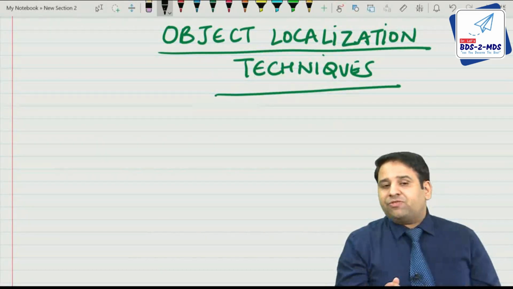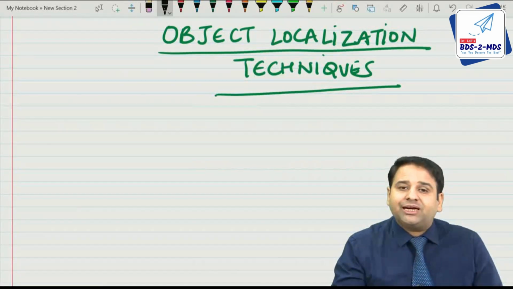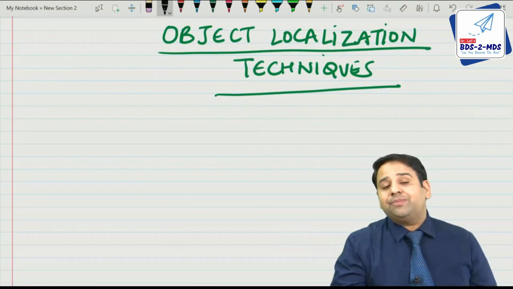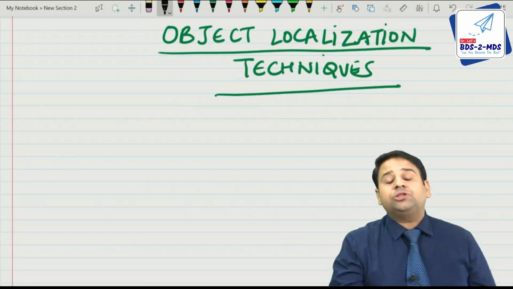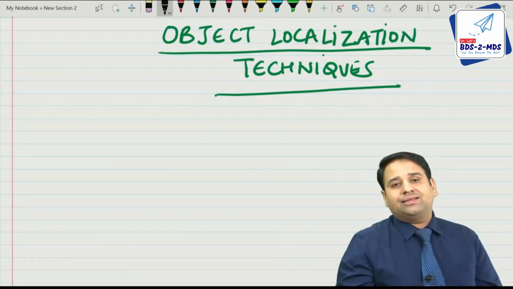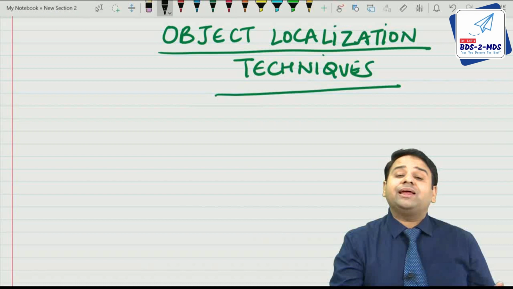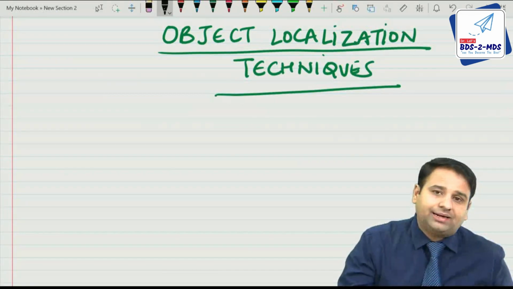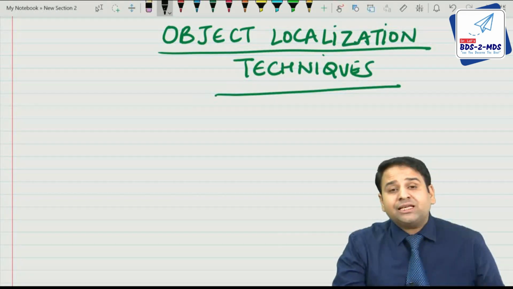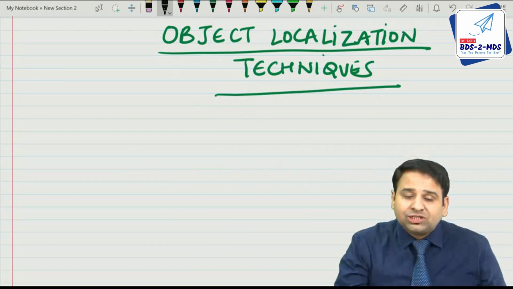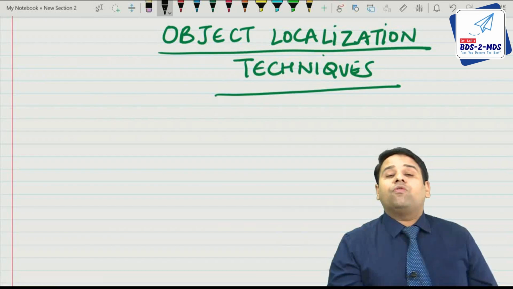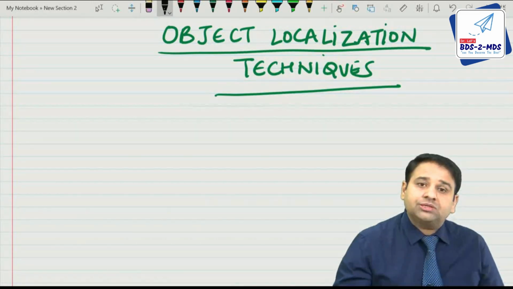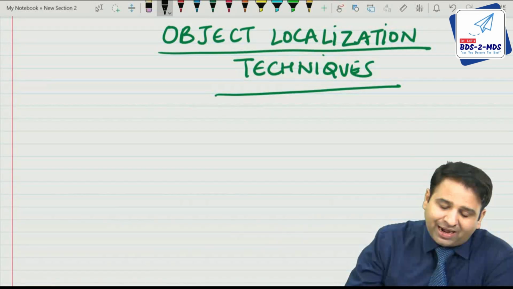Otherwise, the best way to localize an object is to visualize it in CBCT, right? If you take a CBCT of an impacted tooth, you can easily localize that tooth because it is a 3-dimensional imaging modality, right? But if CBCT is not available, in conventional radiography, if you would like to localize an object, what techniques can you use? That we will talk about right here, right?